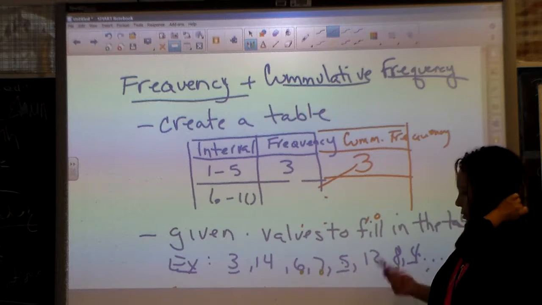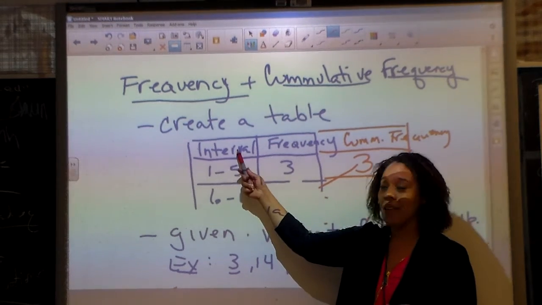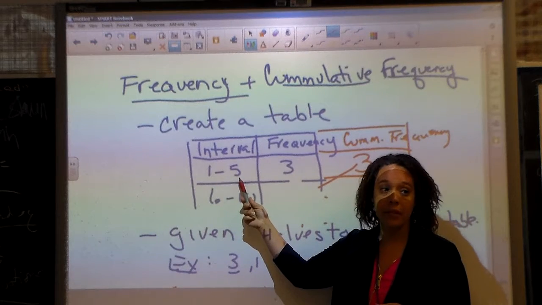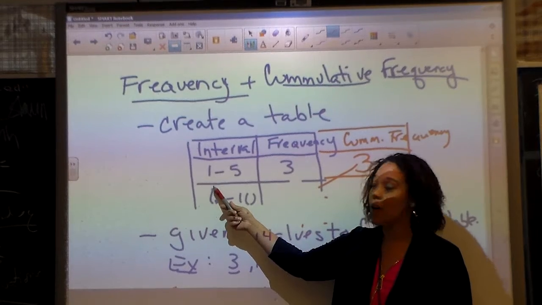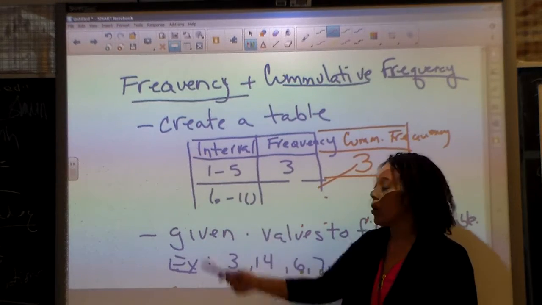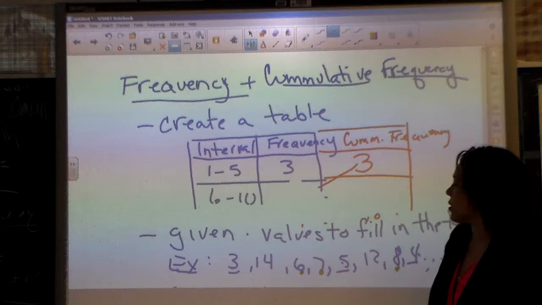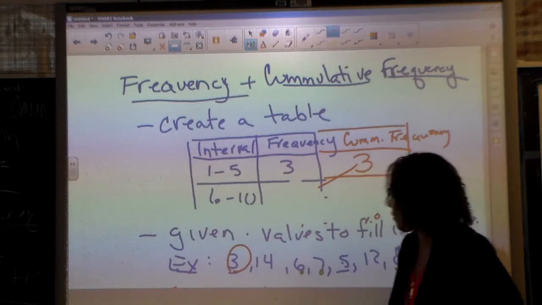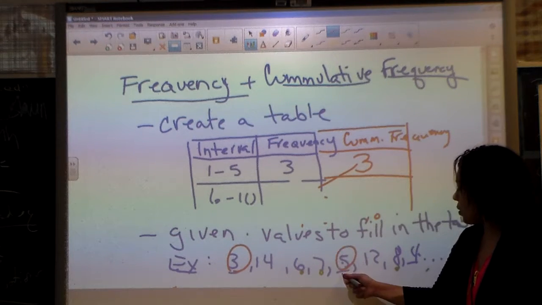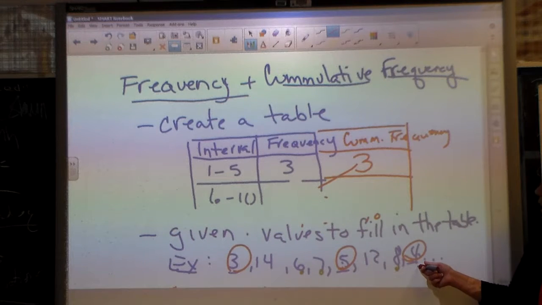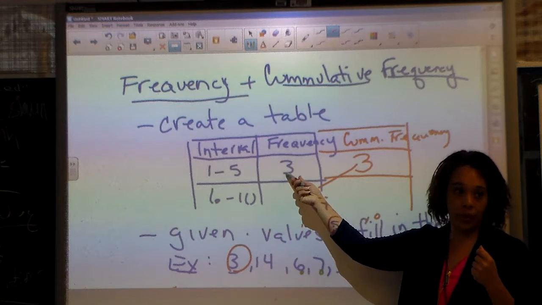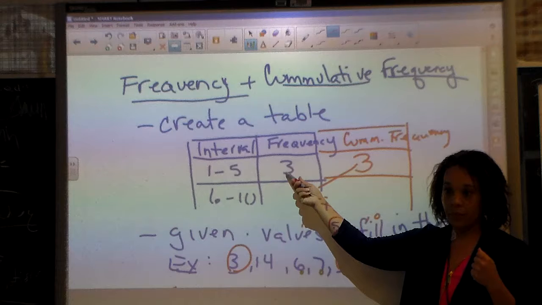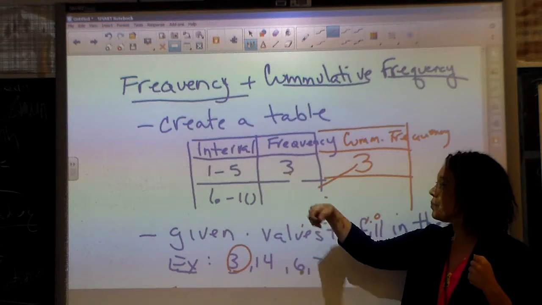I'm going to use red. For the interval 1 through 5, so how many numbers on my list fall between 1 and 5? Well, every time I see a number between 1 and 5, I'm going to circle it. 3 is between 1 and 5. 5 is between 1 and 5. 4 is between 1 and 5. That's 3 different numbers that go in that interval, and that's where I got this number 3 from. Okay?